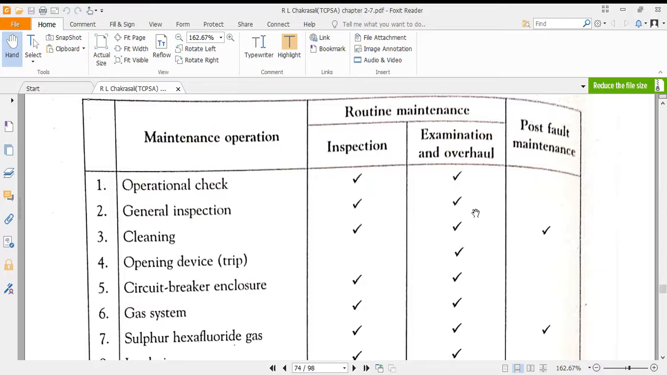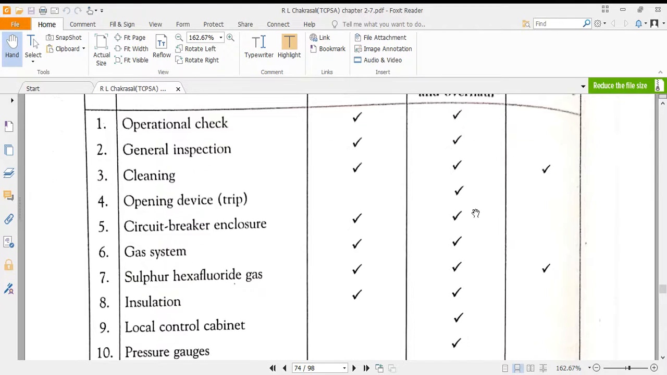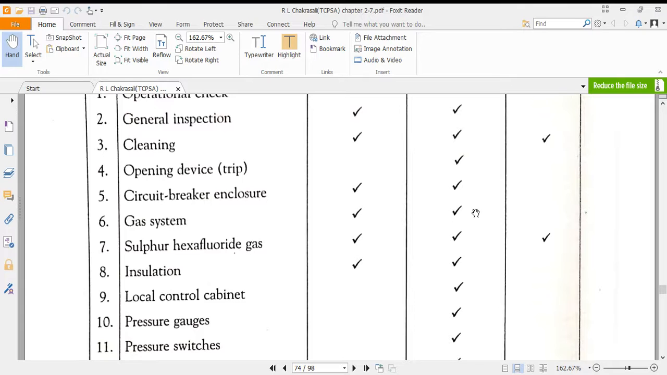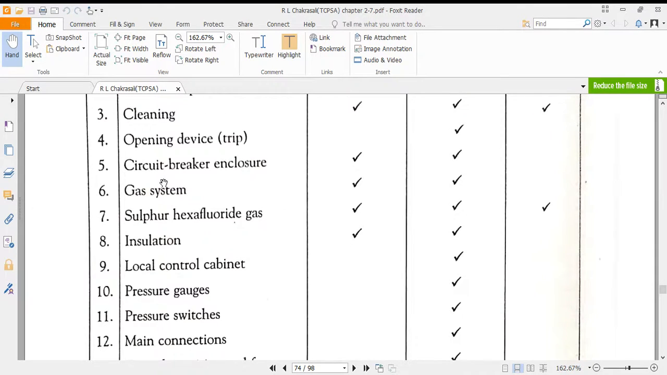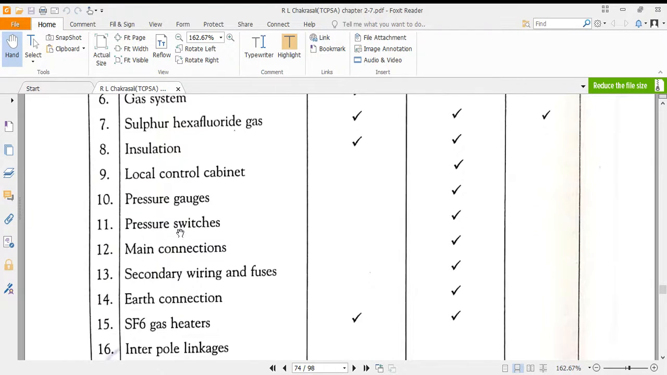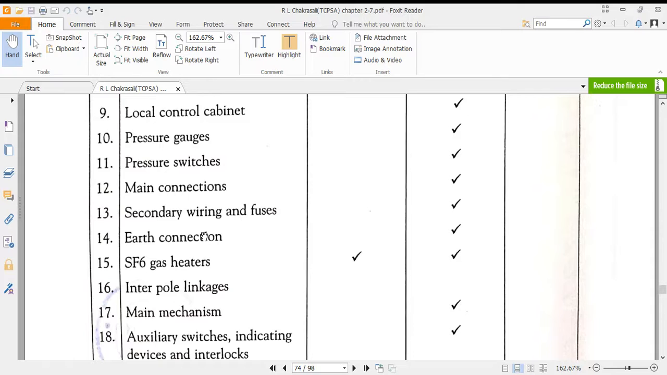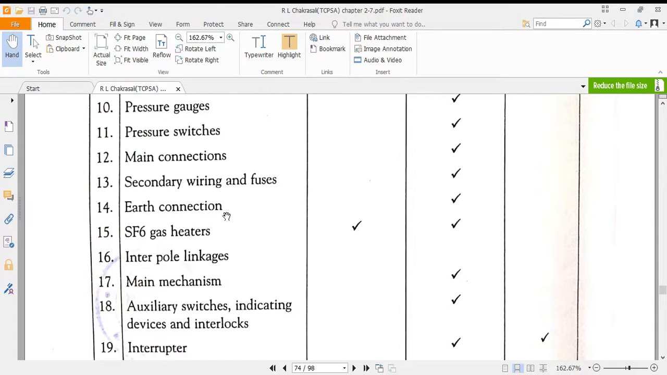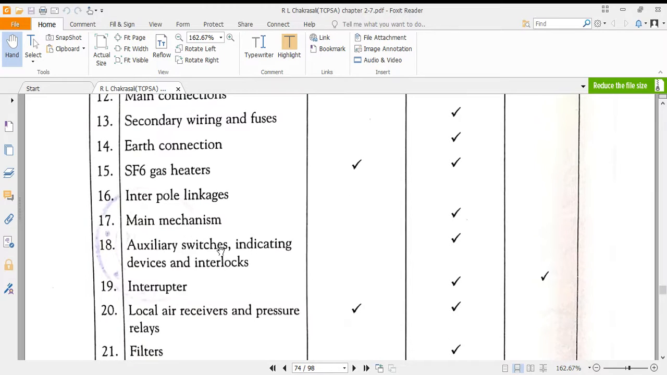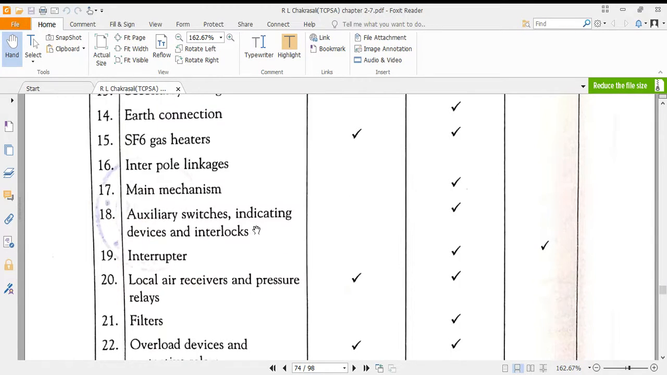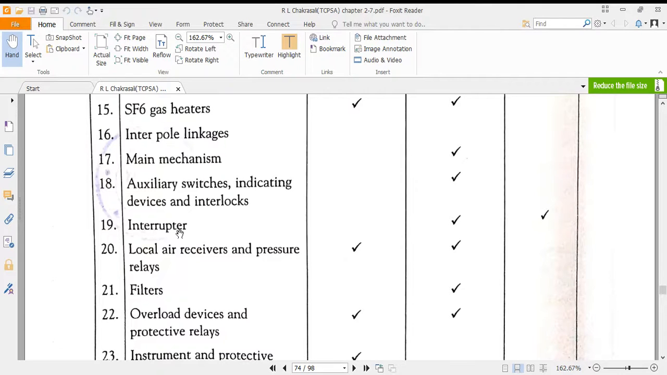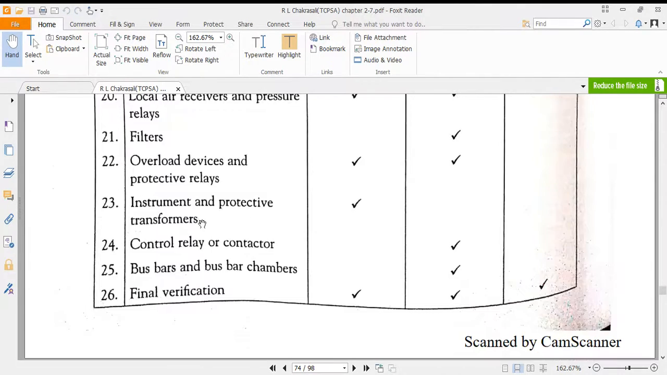During overall examination, we see all these things: operational checks, general inspection, cleaning, trip opening, trip operations, circuit breaker enclosures, gas system, sulfur hexafluoride, insulation, pressure gauges, whether they are properly working, pressure switches, main connections, secondary wiring and fuses, earth connections, interpole linkages, main mechanism, auxiliary switches indicating devices and interlocks, interrupter, filters, instrument and protective transformers, control relay and contactors, bus bar, chambers, final verifications.